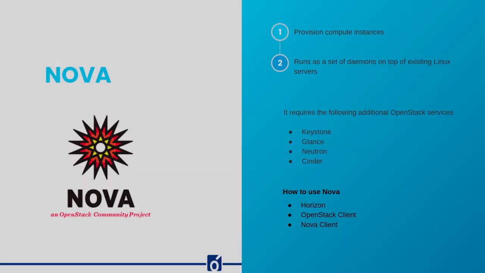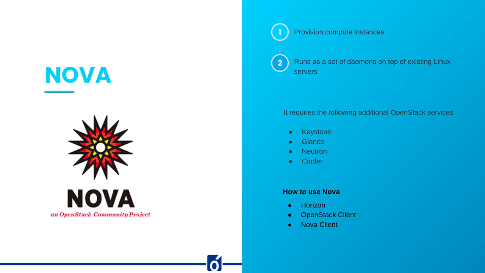Let's go through it. Basically, the first one is Nova. It's an OpenStack community project. Its main purpose is to provision compute instances. It runs as a set of daemons on top of an existing Linux server. So the Nova project is basically running as a set of many daemon services to compute our instances.